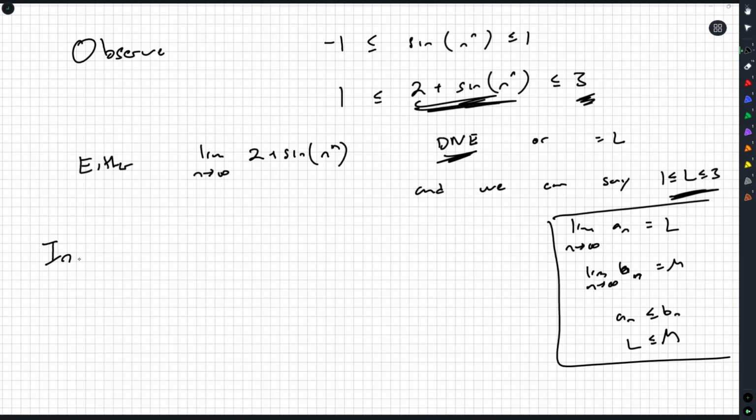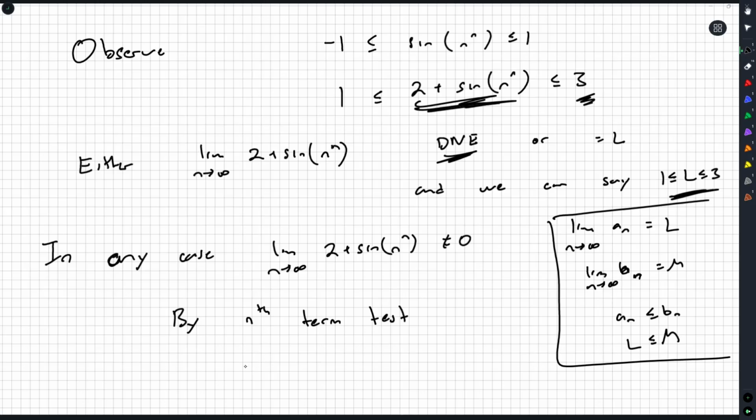So in either case, in any case, the limit of this sequence is definitely not 0. So by the nth term test, sometimes called the divergence test, but I prefer nth term test, we can see this series, this summation, diverges. All right, so there, if we want a proper, nice, neat explanation, there you go. We've got two cases. Either the limit doesn't exist or it's stuck between 1 and 3. No matter what, you don't have a limit that's equal to 0. So nth term test swoops in and saves the day.